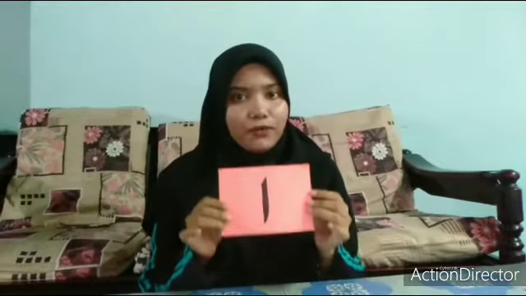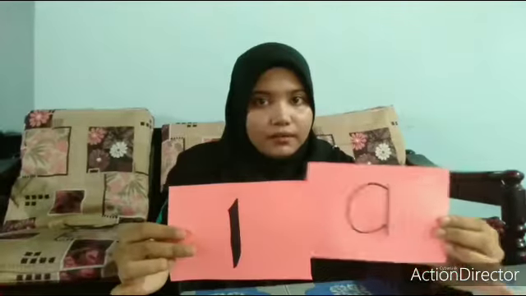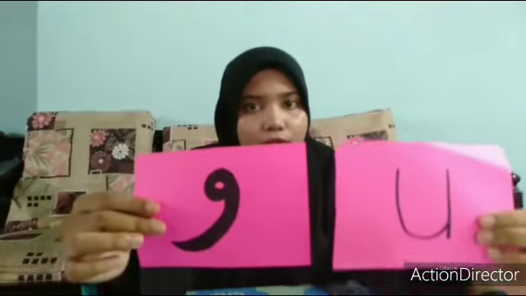Today we are going to learn about the Jawi vowel letters and their beginning sound. Children, here are the Jawi vowel letters and their beginning sound. Alif makes the sound of A. Ya makes the sound of E. And Waw makes the sound of U.